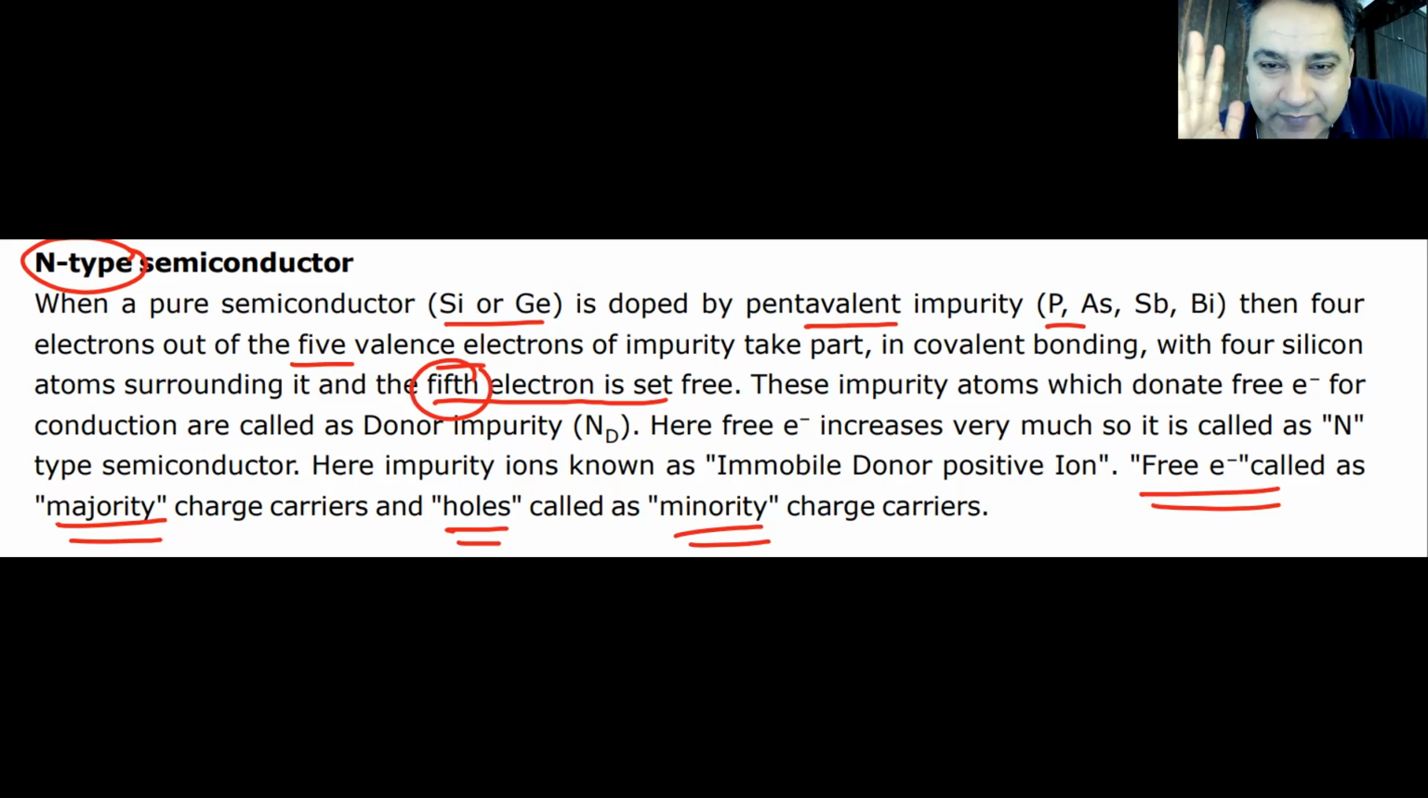N-type semiconductor, pentavalent impurity, 5. Do we understand this? Please note it down, 1 minute, 2 minutes.